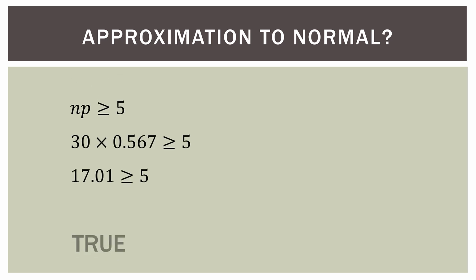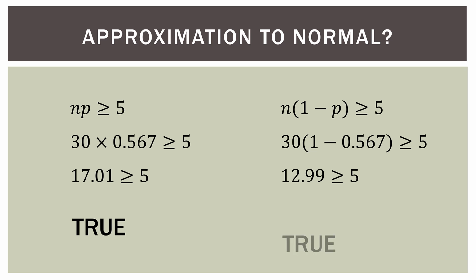The first is n times p greater than or equal to 5. We're evaluating this as true or false. So we do that math out, and we end up with 17.01. That is greater than or equal to 5, so that is true. And then we do the other side. We do that math, and we end up with 12.99. That is greater than or equal to 5. That is also true. As long as those are both true, we can use the normal distribution as an approximation of our sampling distribution for the sample proportion.